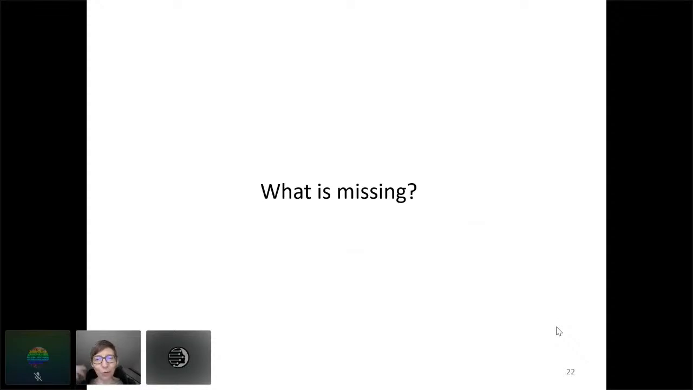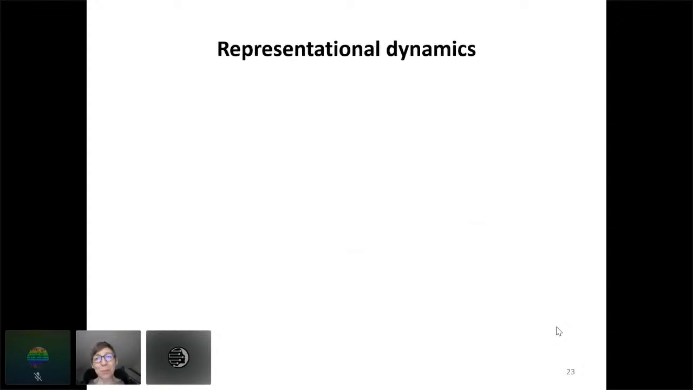In order to address this question, what we did in recent work in the lab is we started to look at representational dynamics. It's important to emphasize, of course, we all know this, that representations are dynamic, so they unfold over time after stimulus onset.